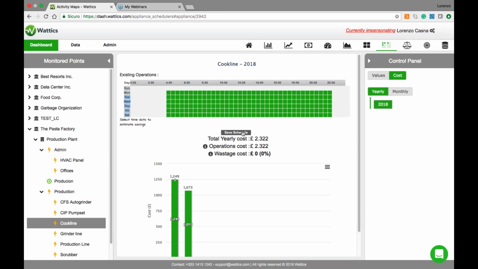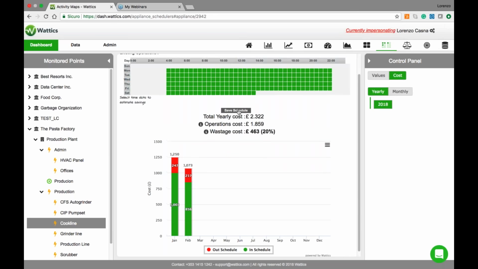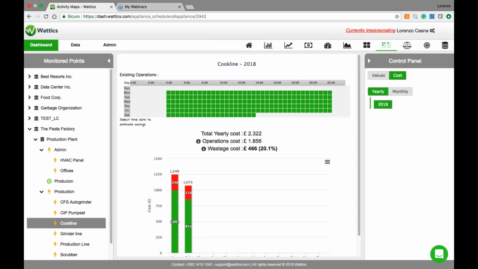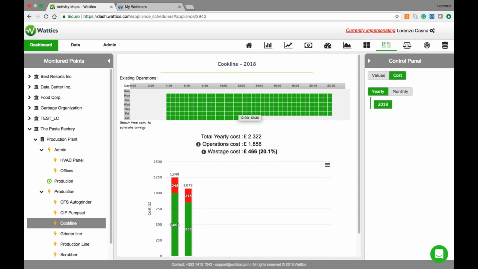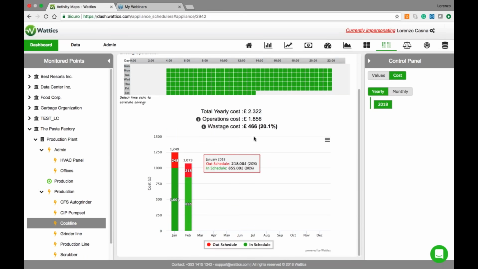So once we save the schedule, again, we have the same information. So again, it's likely that, okay, I missed the Saturday. So let's change the schedule again so we can save more money, the 0.1% more money. Okay, and again, what we see here is that there is room for improvement.